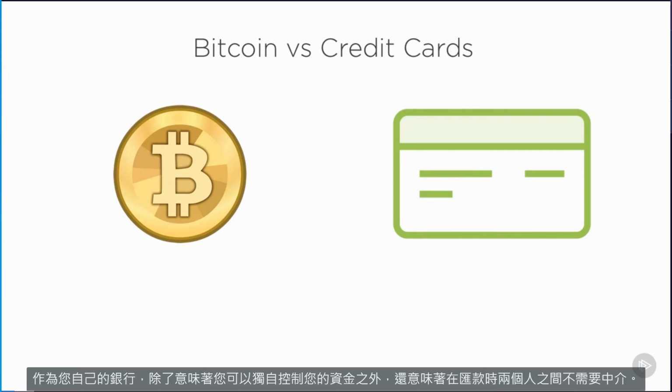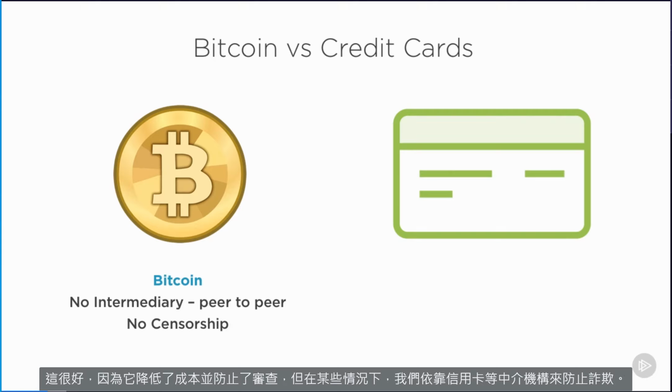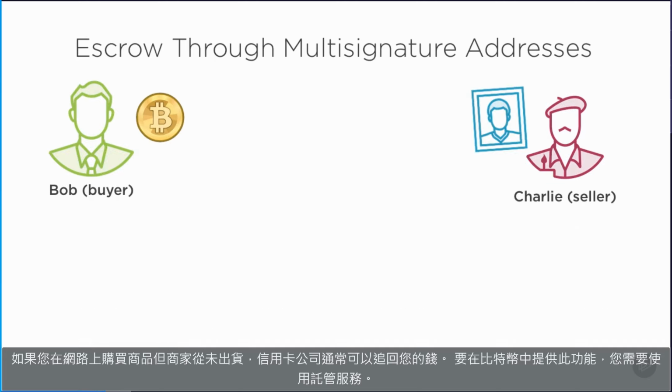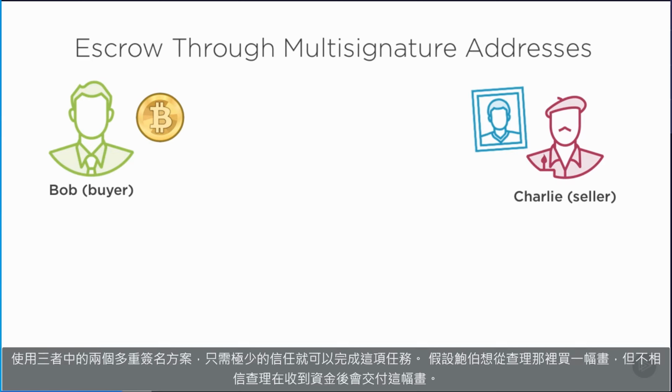Being your own bank, in addition to meaning that you alone control your funds, also means that there's no intermediary between 2 people when sending money. This is good because it reduces cost and prevents censorship, but in some cases we rely on intermediaries like credit cards to prevent fraud. If you buy something online and the merchant never ships it, a credit card company can usually recover your money. To provide this ability in Bitcoin, you need to use an escrow service.